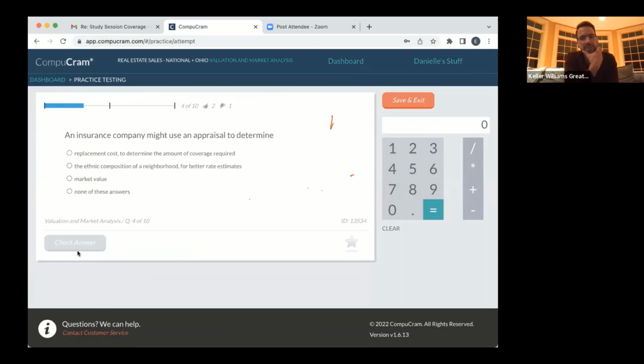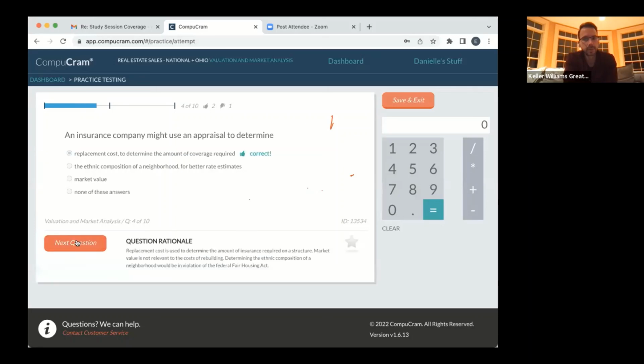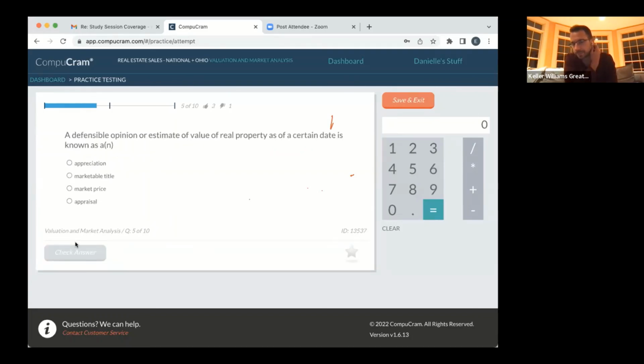Next one, an insurance company might use an appraisal to determine A, replacement cost, to determine the amount of coverage required, B, the ethnic composition of a neighborhood for better rate estimates, C, market value, or D, none of the answers above. Replacement cost. There are several different types of appraisals you can have. One way is a replacement cost. Another way is a comparison approach. There can be the income approach. There's multiple different ways. So they will ask an appraiser occasionally to do a replacement cost appraisal.